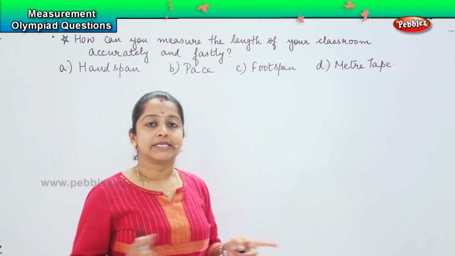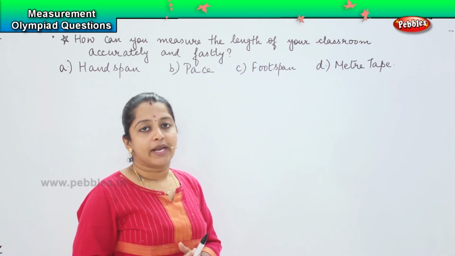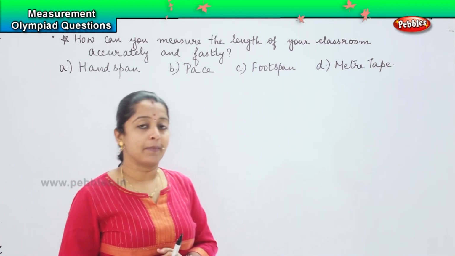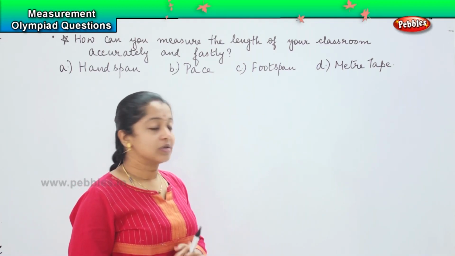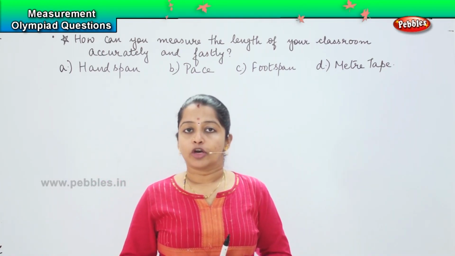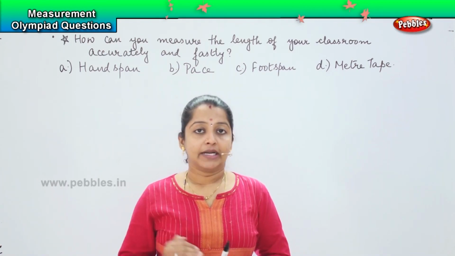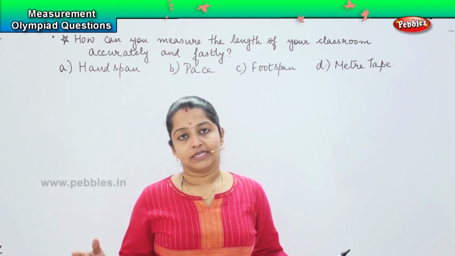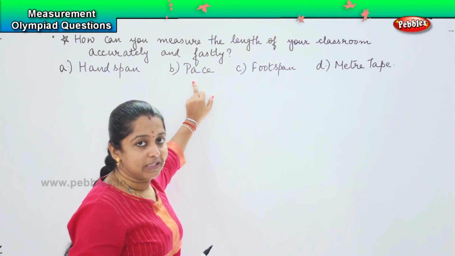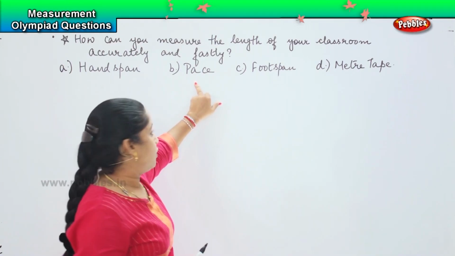Pace. Pace is the distance between the two legs. So, it will not give us the exact length. It will give us an approximate value, right? Because the distance between the two legs varies from person to person. For a small boy, the length will be less, whereas for an elder person, the distance between both the legs will be more, right? So, this will not give me the exact length, it will only give me an approximate value.